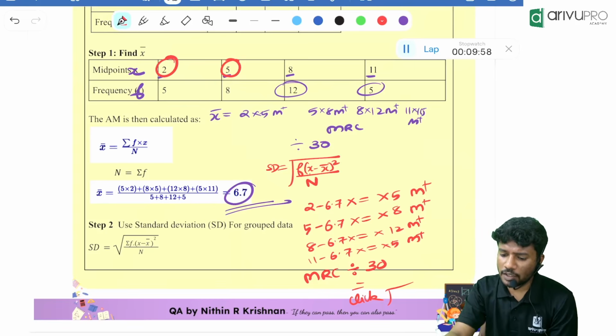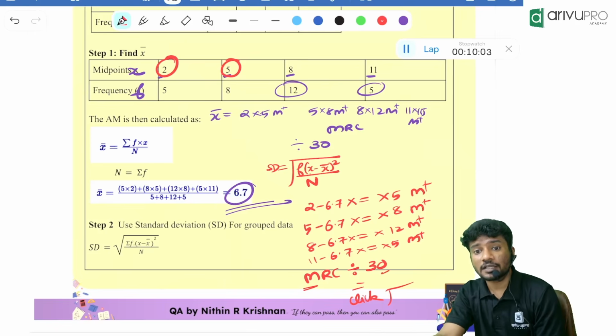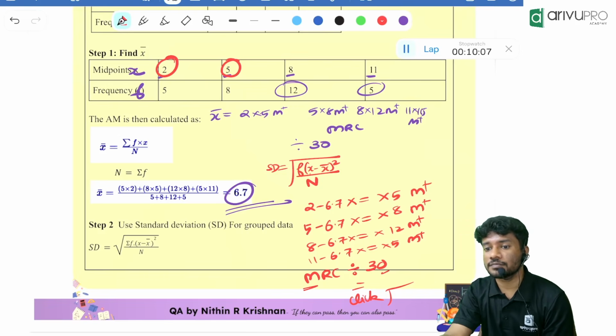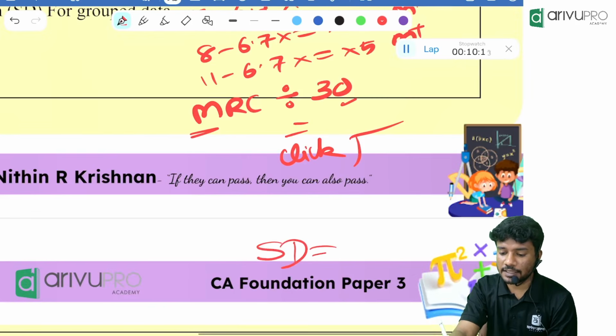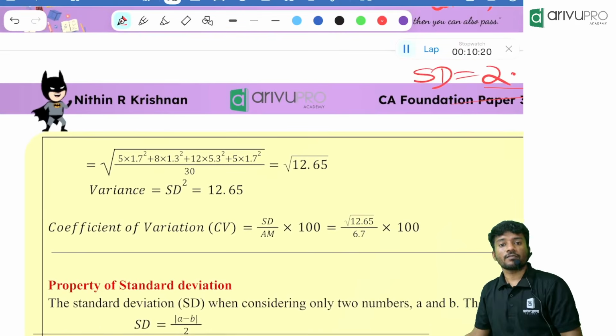Then you will click MRC. Divide by what? 30. Then click equal to. Then click root. How much is the answer? 2.86. You got 2.86 as the standard deviation. Is this the correct answer, people? 2.86, correct?